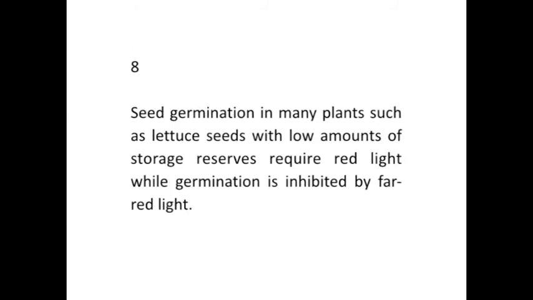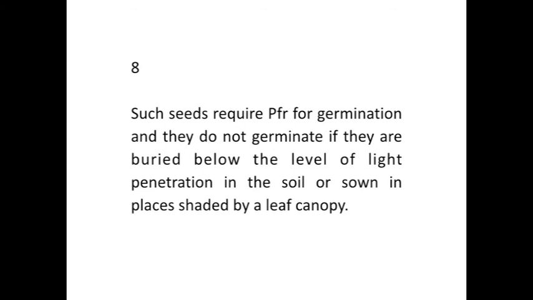The next characteristic is in seed germination. Seed germination in many plants such as lettuce seeds with low amounts of storage reserves require red light, while germination is inhibited by far red light. Such seeds require PFR for germination, and they do not germinate if they are buried below the level of light penetration in the soil or sown in places shaded by a leaf canopy.